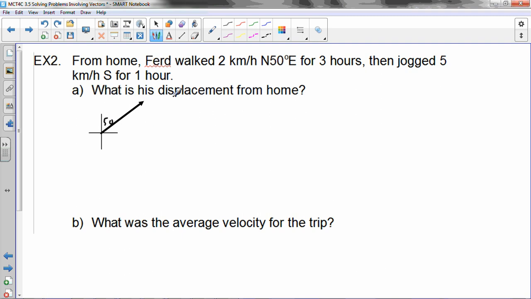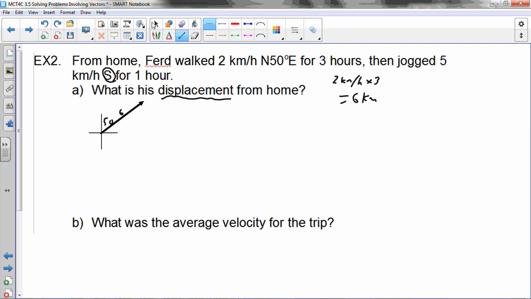Now, the thing is we want displacement, which is not velocity, right? So we're going to have to figure out actually how long this vector is. Well, if he's 2 kilometers per hour for 3 hours, that's 6 kilometers he's moved, right? So this is 6 kilometers long. And then he's moved 5 kilometers per hour straight south for 1 hour. So how much has he moved? He's moved 5 kilometers south.